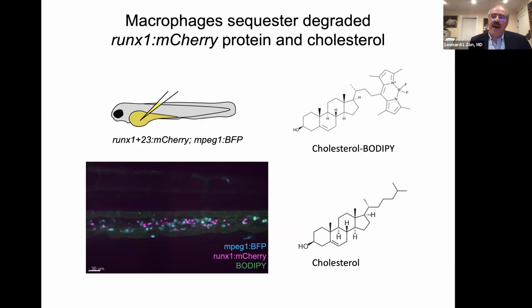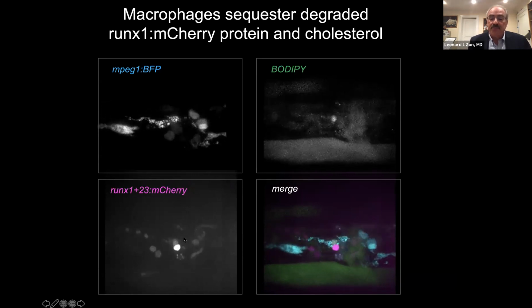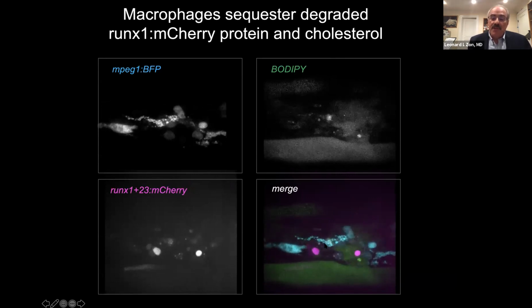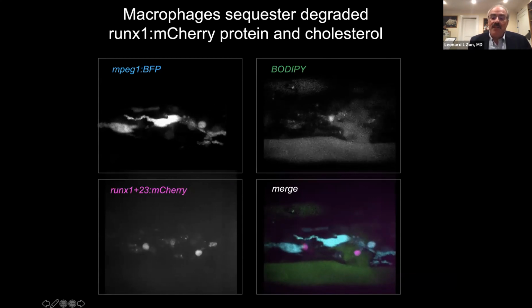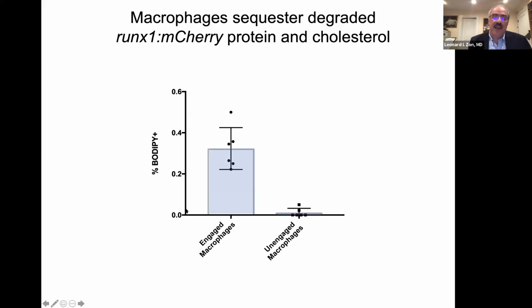So we used a dye called cholesterol BODIPY. And the hypothesis here is that we wanted to see, are the macrophages that are eating the stem cells also going to be taking up cholesterol? And so shown here, if you look over here, as the stem cell arrives, you can see that the BODIPY is being taken up by the macrophage that has eaten the stem cell. And when we look at this, it's very statistically significant. The engaged macrophages have taken up the BODIPY, whereas the unengaged macrophages have not.